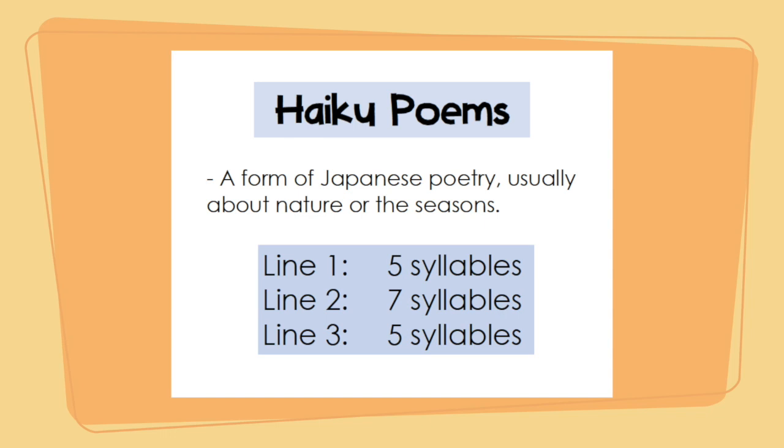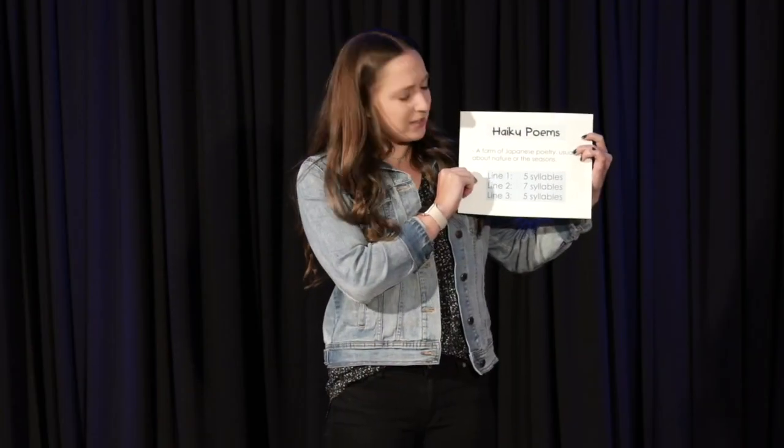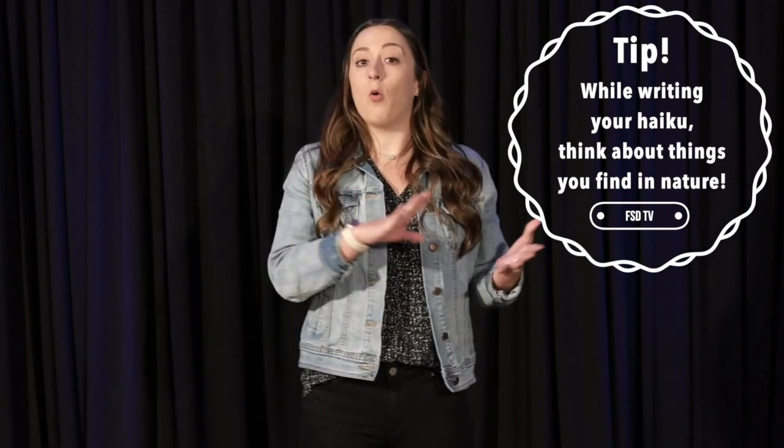Haiku poems. Haiku poems are a form of Japanese poetry, usually about nature or the seasons. So usually when you think of haiku poems, you're going to think, what do I see outside? What do I see in nature? You might be reading about water, you might be reading about plants, or you might even be reading about animals. And you might even be reading about the seasons: winter, spring, summer, and fall.